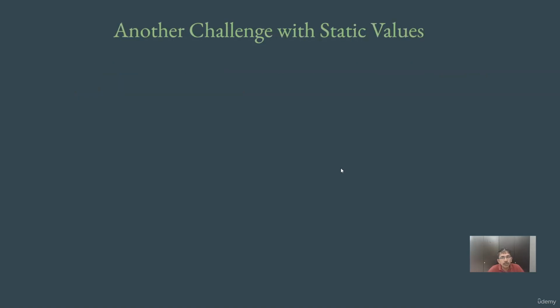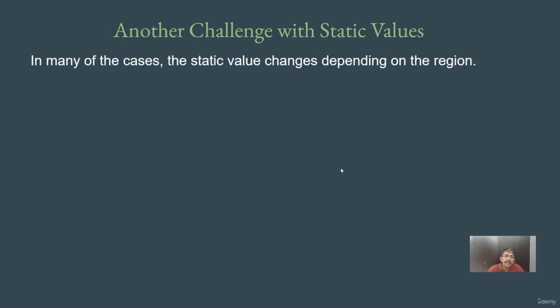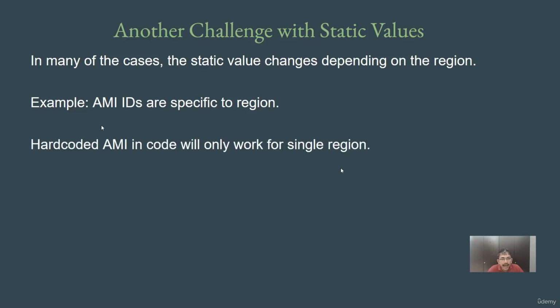So let's look into one of the challenges associated with the static value, specifically the AMI ID that we were discussing. Now, in many of the use cases, the static value will change depending upon the region. For example, in AWS, AMI IDs are specific to region, and a hard-coded AMI ID in your code will only work for a single region. Let's understand this.